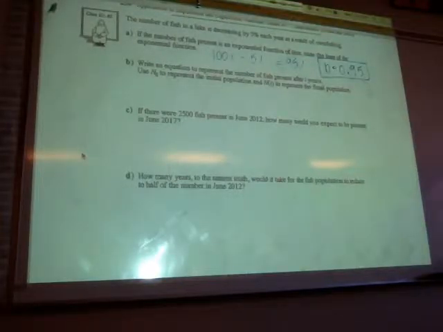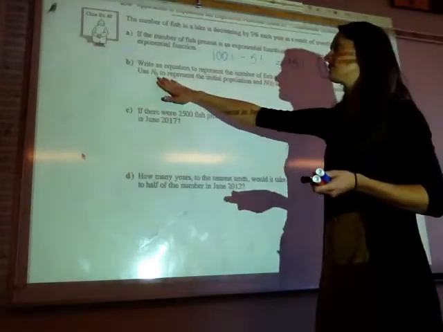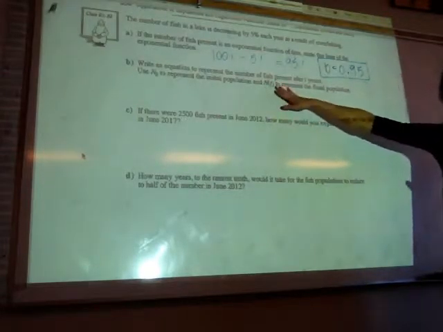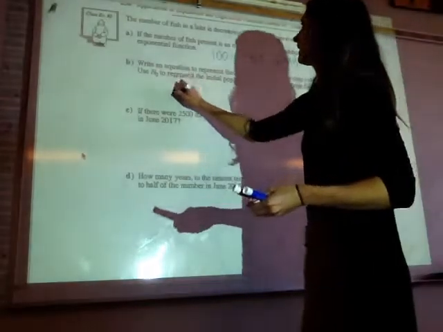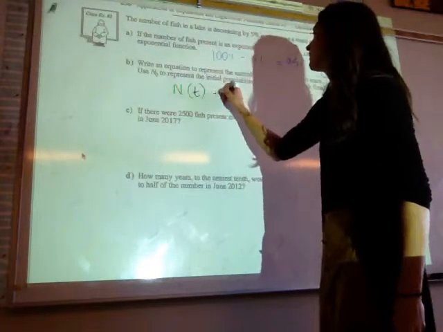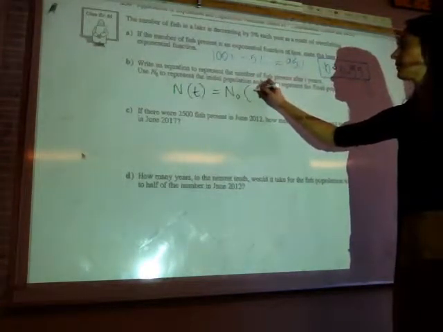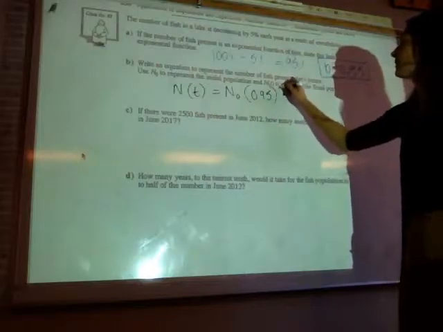It's 100% of what you had minus the value they give you. So if we had to write an equation to show the number of fish that are present after t years, we're going to use N of 0 to represent the initial population, and N of t to represent the final population after t years. So N of t will equal N at 0 years, multiplied by the decay rate, 0.95, to the power of t.